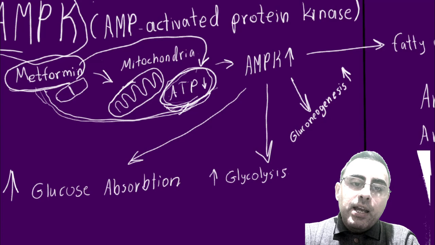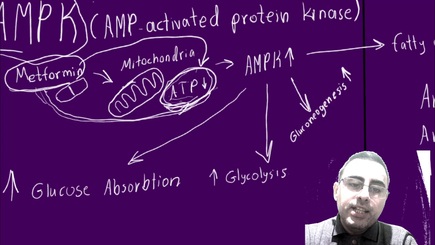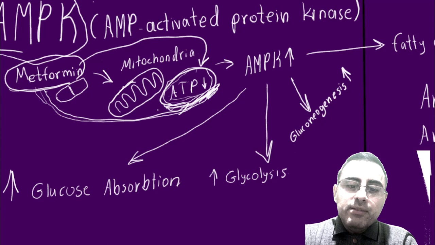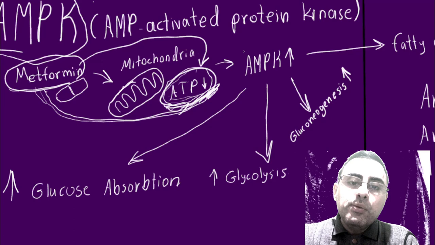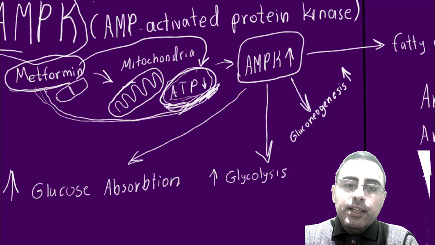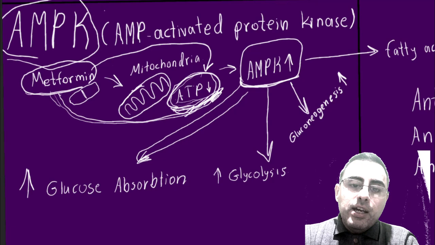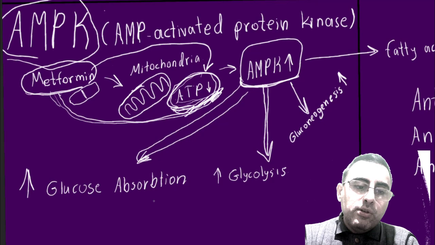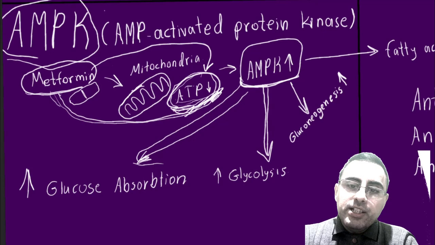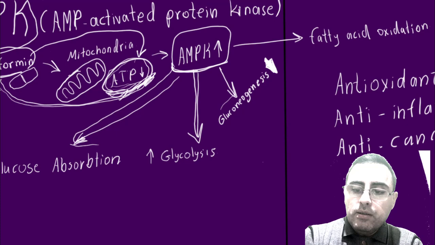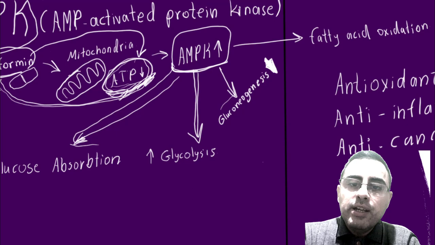And to compensate for this decreased ATP production, the organism starts to increase AMPK. AMPK is like an emergency signal. When AMPK increases, there is more glucose in the cells, more energy in the cells, glycolysis is increased, glucose absorption by cells increases, and gluconeogenesis is decreased. Also, protein synthesis is decreased, and fatty acid oxidation is increased.